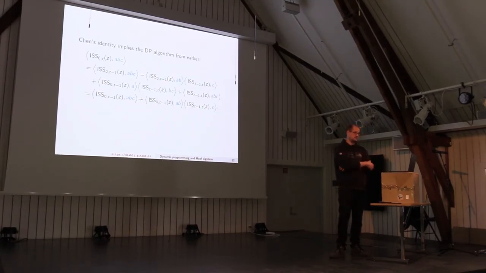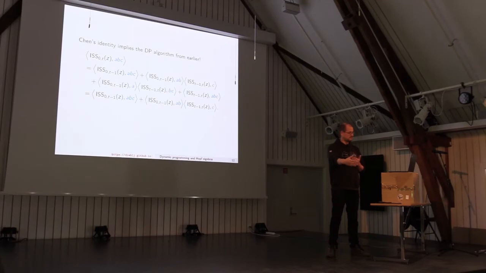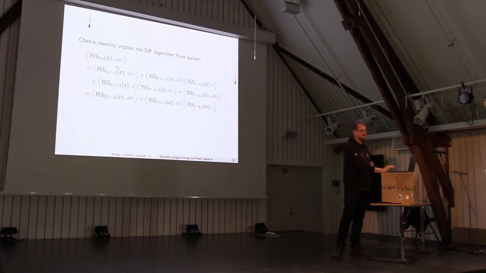As I already mentioned, Chen's formula gives us a DP algorithm. It's super simple, but let me give it to you anyway. I want to know the ISS from 0 to t, the iterated sum over the whole interval, for word ABC. Then I apply the formula from the previous slide. I decompose ABC in all possible deconcatenations. So ABC to the left, empty word to the right. I haven't written the empty word here. Then AB, comma C, A, comma BC, and empty word, comma ABC.